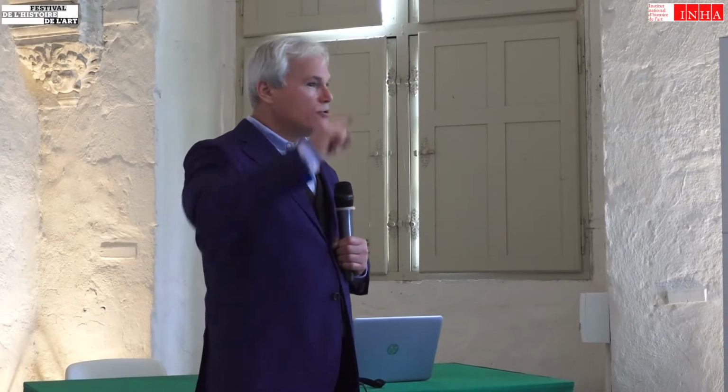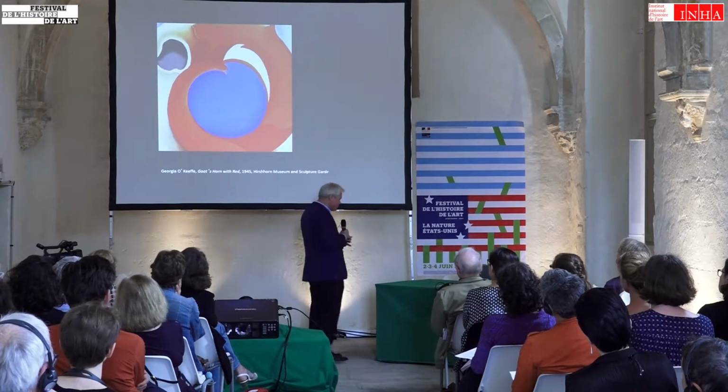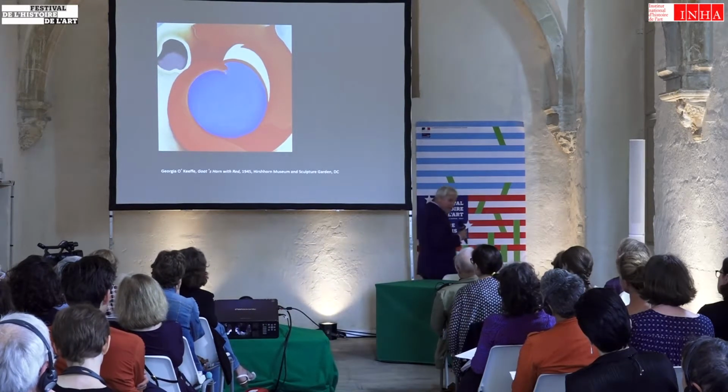And what does she do? She takes that horn and she turns it as a void. Not as an extension, but as a void. And if we don't get that, she paints it in red. And so, that masculine symbol turned feminine.